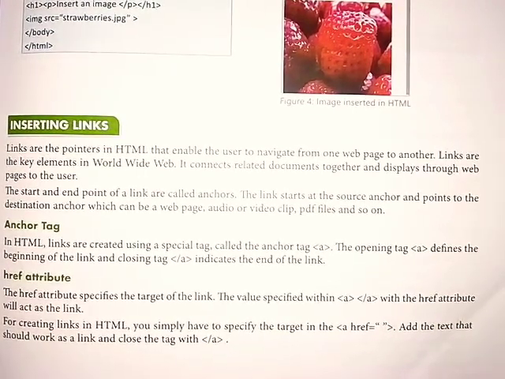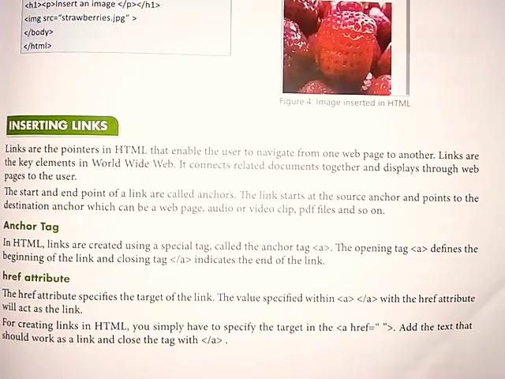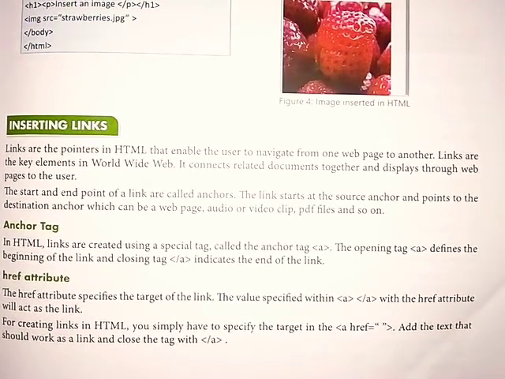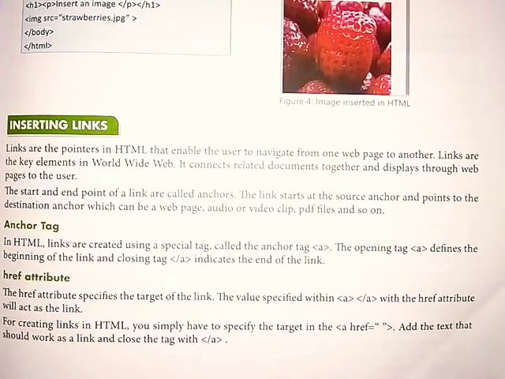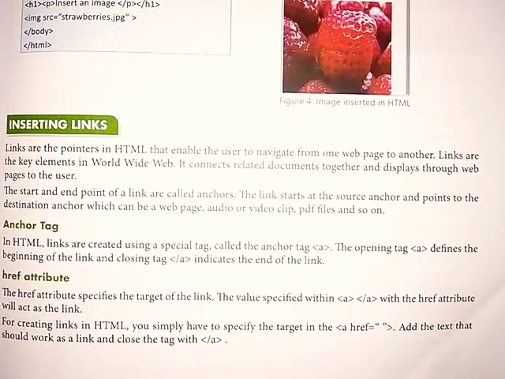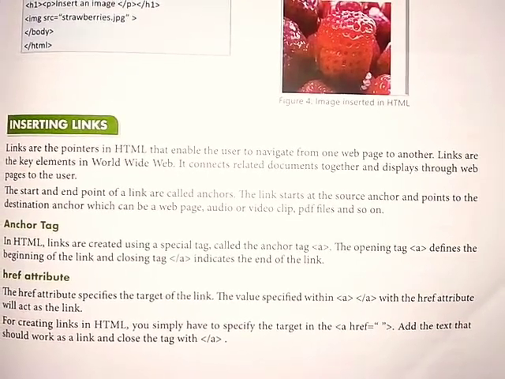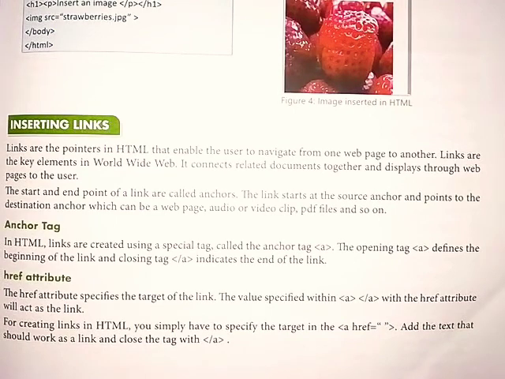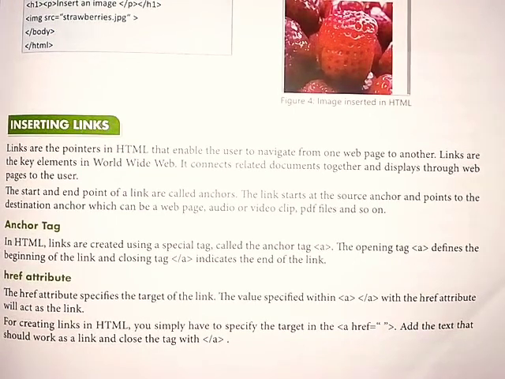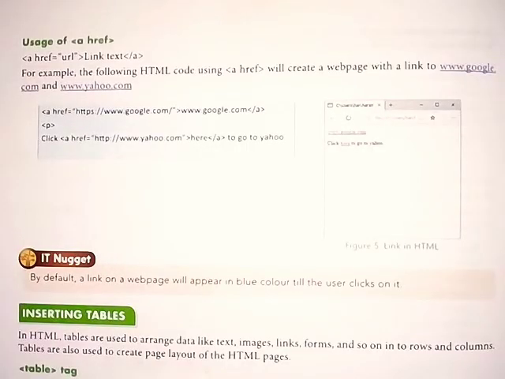The value specified within <a> and </a> with the href attribute will act as the link. For creating links in HTML, you simply have to specify the target in href, add the text that should work as a link, and close the tag with </a>. Usage of a href: <a href="URL">link text</a>.